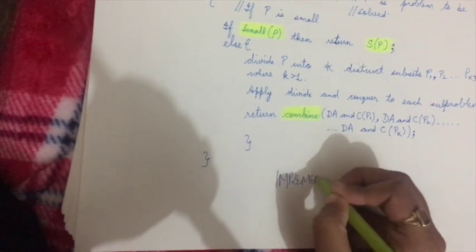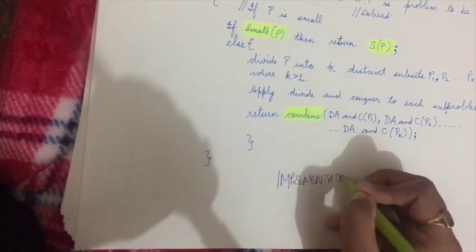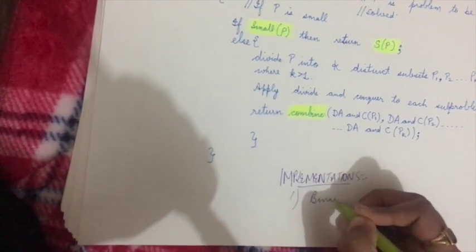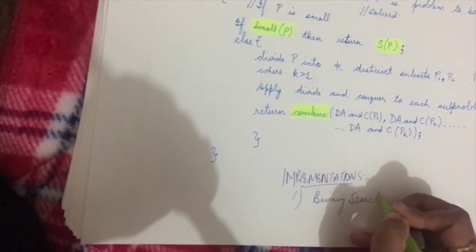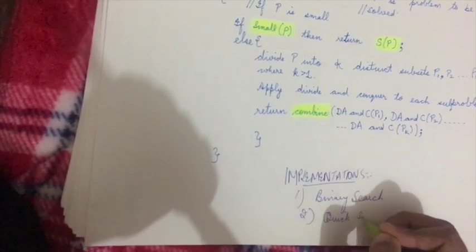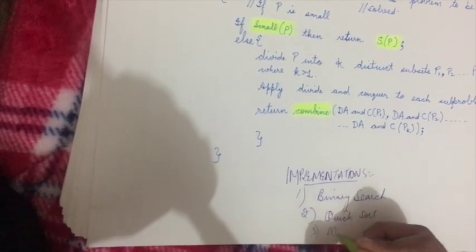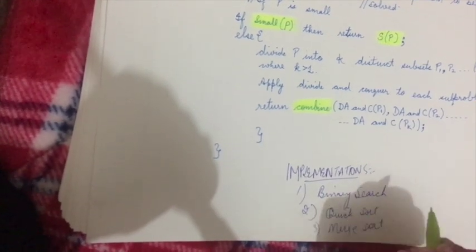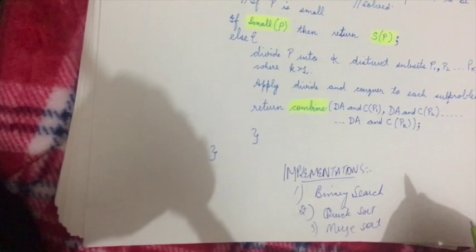And yes, one more thing, that is all about divide and conquer, and there are certain implementations of divide and conquer that you have done earlier, but maybe you don't know. Binary search, as I just told you. Okay, the second one is quick sort, and the third one is merge sort. Okay, we'll discuss these with examples in the next coming presentations.